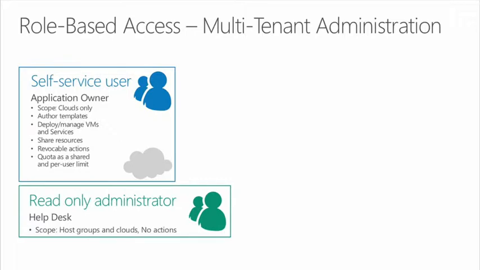We then have a self-service user. And a self-service user is one that is usually the application owner or the person who is going to be deploying virtual machines. They have a scope that's specified at a cloud level, so they can have access to 1, 2, or more clouds, and they have the ability to create templates of virtual machines, deploy and manage those VMs, share resources between different libraries and that type of thing, but you have the ability to assign them specific set and level of permissions. Now we've made some changes here with R2, which I'll talk about in a few slides, but the self-service user is basically who's going to be doing that virtual machine deployment and configuration.